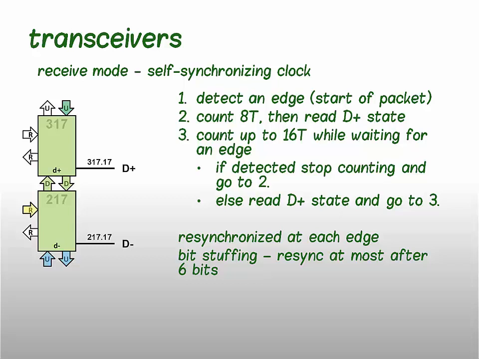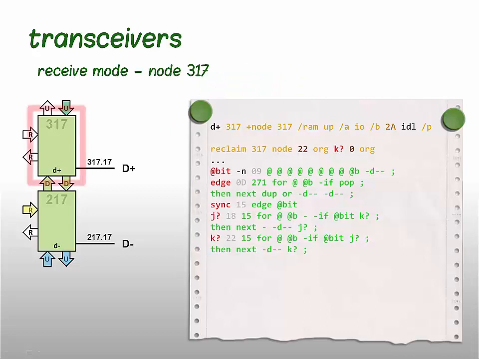Now we'll see the code of the self-synchronizing clock. First, we'll examine the code in node 317. Here we have word fetch bit, which waits for 8t, then reads the state of the D plus line and jumps to the down port. Notice that the state of the line is not sent anywhere. It stays on the node's stack. However, we can get this value by reading the stack content with code executed in the down port.